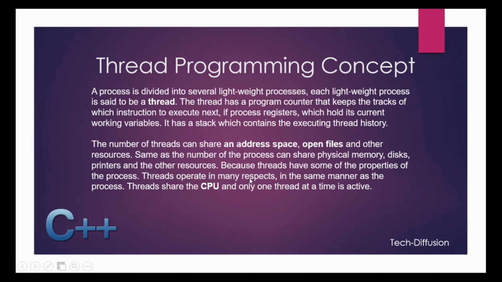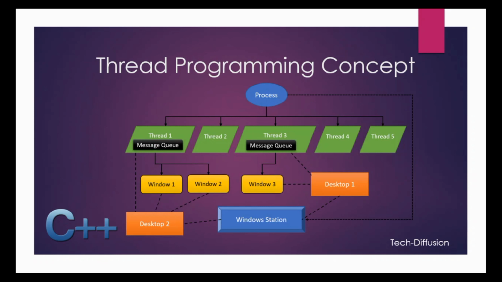A thread operates in many respects in the same manner as a process, meaning a thread is one kind of process. Threads share the CPU, and only one thread at a time is active. Means one thread can be active at a time on one CPU, not others, meaning we can do it one by one. Okay, so now come to the next part. As I told you, the thread, right?